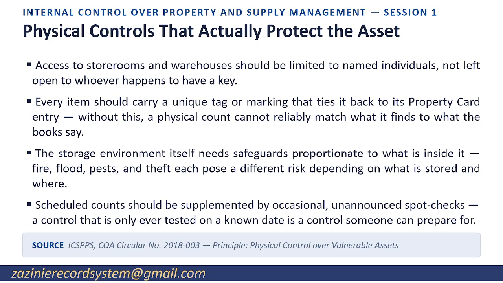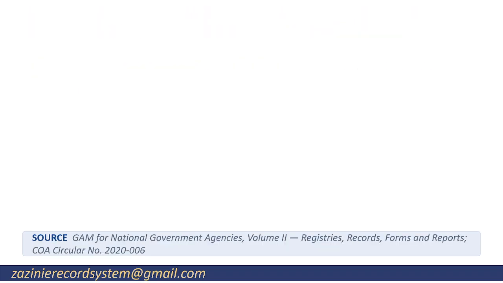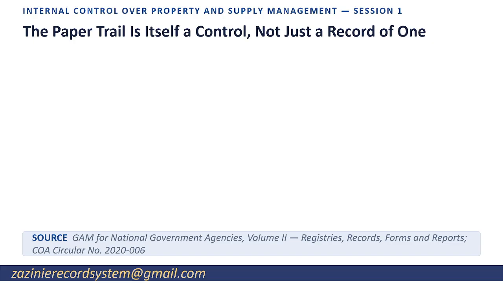Now, in a bit more detail. These 4 physical controls work together: restricted access, unique tagging, environment-appropriate safeguards, and unannounced spot checks. The spot check is worth remembering specifically, because a control that only ever gets tested on a predictable schedule is a control that can be prepared for in advance, which defeats much of its purpose. Next slide. The paper trail is itself a control, not just a record of one.